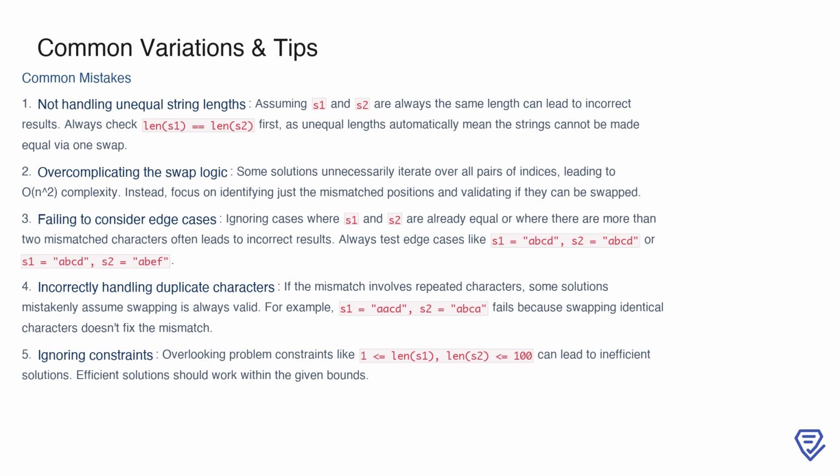Edge cases are also a critical area where mistakes happen. For example, if the strings are already equal, or if there are more than two mismatched characters, you need to ensure your solution accounts for these scenarios. Additionally, duplicate characters can sometimes be mishandled. For instance, swapping identical characters won't fix mismatches, so it's important to validate whether the swap resolves the issue. Finally, don't overlook the constraints. Since the problem guarantees that the string lengths are between 1 and 100, your solution should be efficient enough to work within these bounds without unnecessary complexity.